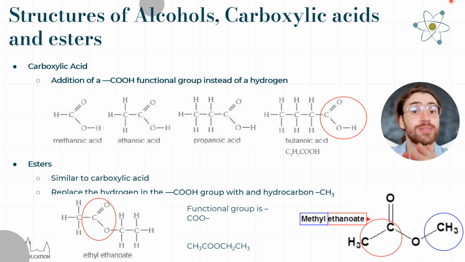That comes at the beginning of the word. In this case it's methyl because it is only a single carbon. But when we have ethyl ethanoate, ethyl is referring to the two carbons attached to that oxygen where the hydrogen used to be. And then the next part, the ethanoate, for both of them, is going to be the carbons that were originally a carboxylic acid.